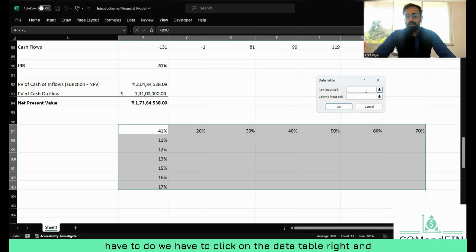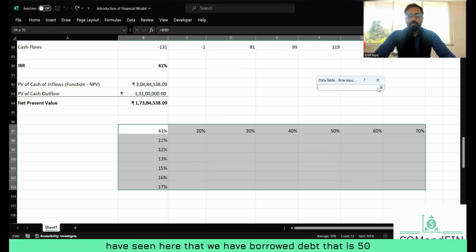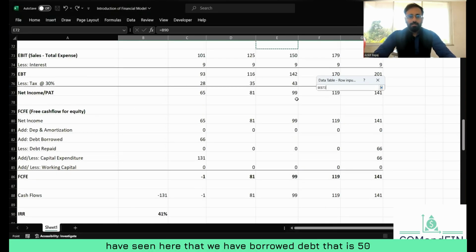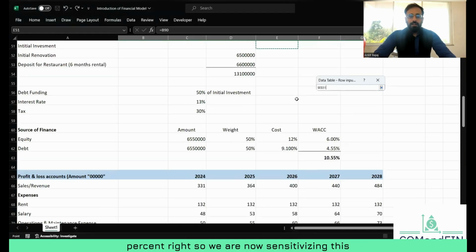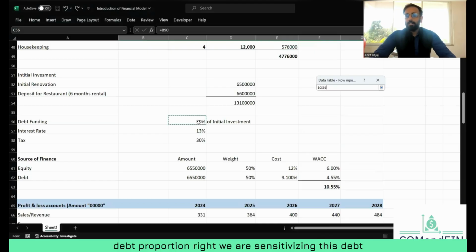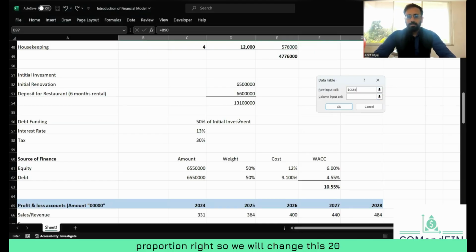So what we have to do is click on the data table, and the row input is given. We have seen here that we have borrowed debt of 50%. So we are now sensitizing this debt proportion. We will change this to 20%, 30%, 40%.